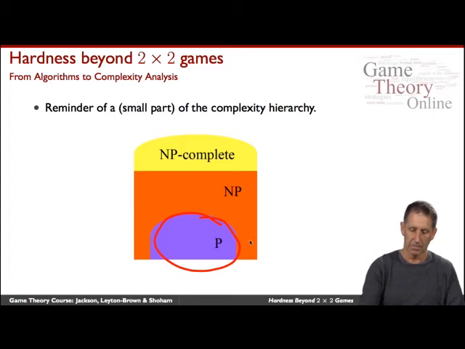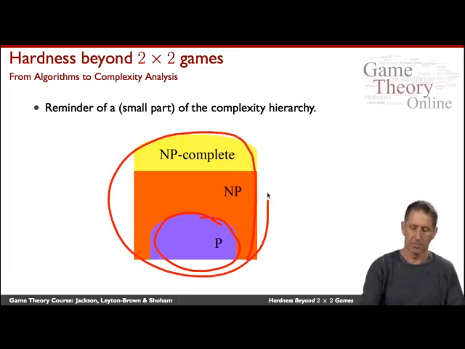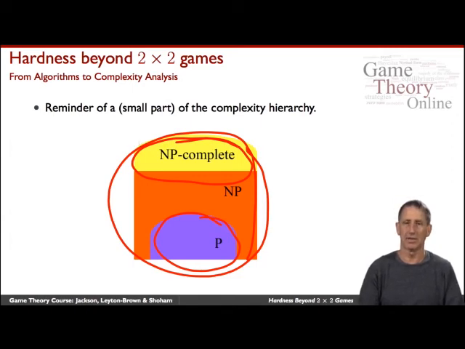The class NP is the class of problems for which a solution can be verified in polynomial time, but not necessarily found in polynomial time. The class NP-complete is the hardest among all the NP classes, that is, the classes to which all NP problems can be reduced. And perhaps the biggest unsolved problem in theoretical computer science is the question of whether NP is different from P. It's widely believed to be, but has not been proved.